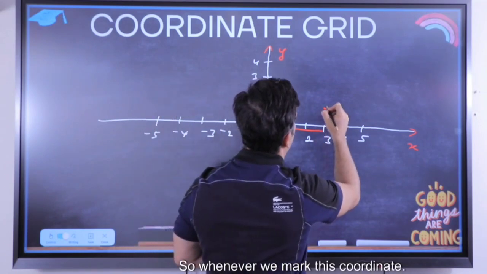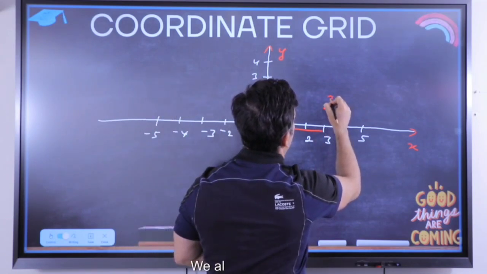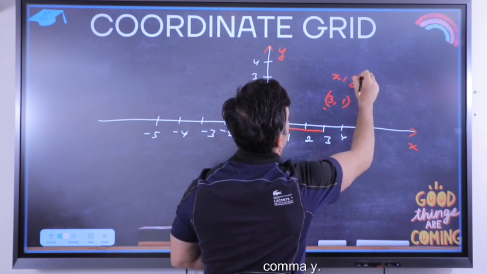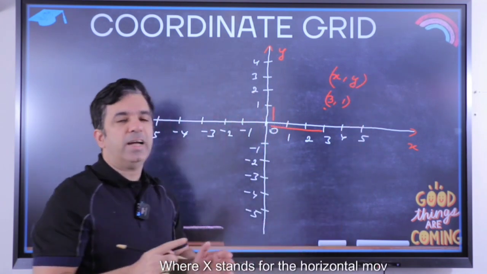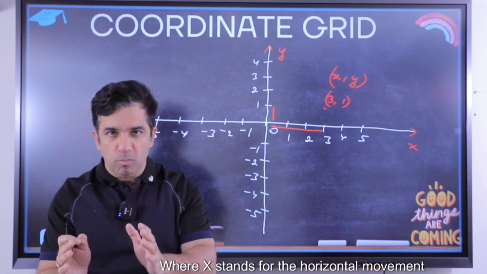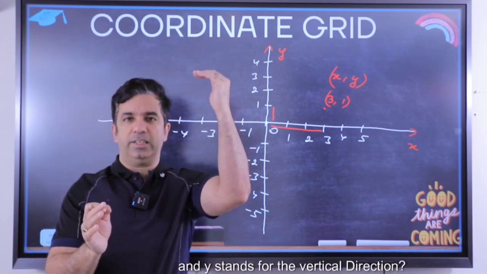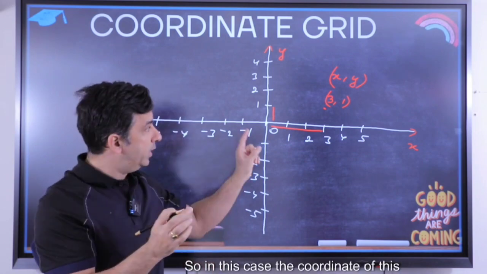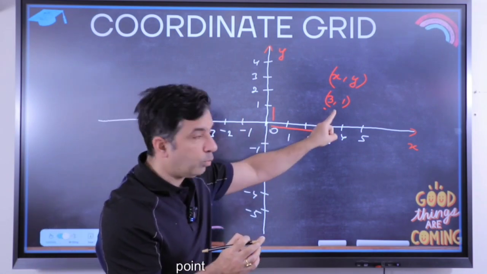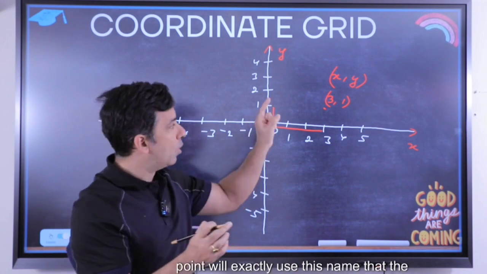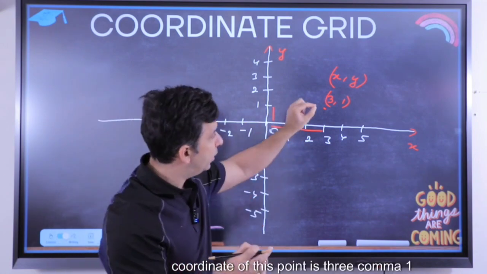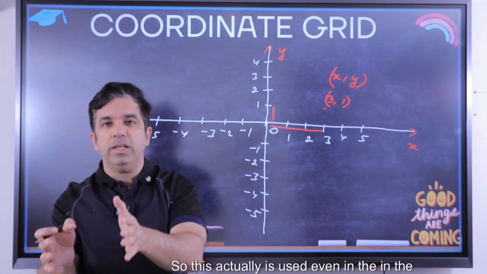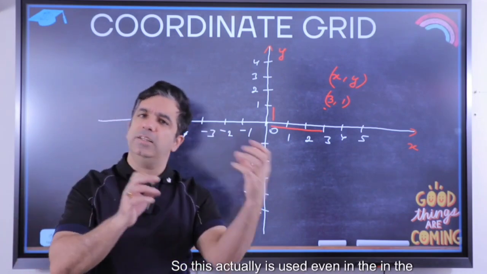So whenever we mark this coordinate, we always mark it in the form of x comma y, where x stands for the horizontal movement and y stands for the vertical direction, which can be upside or downside as well. So in this case, the coordinate of this point is 3, 1.